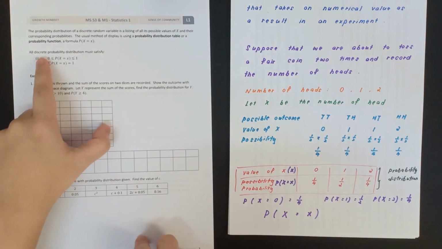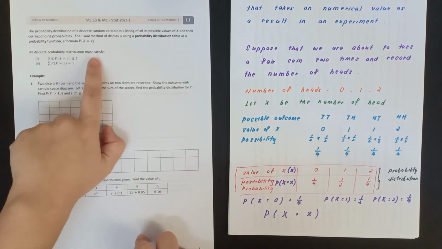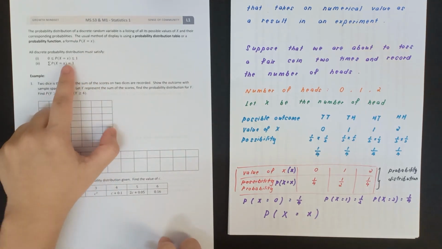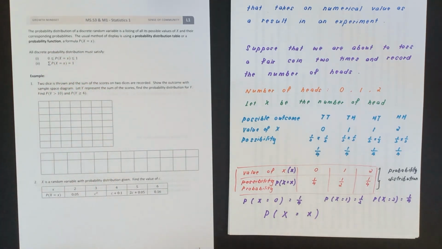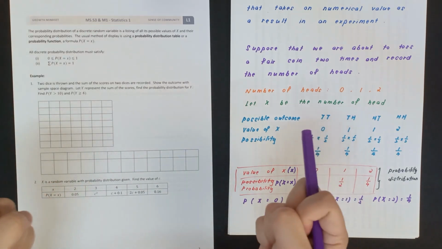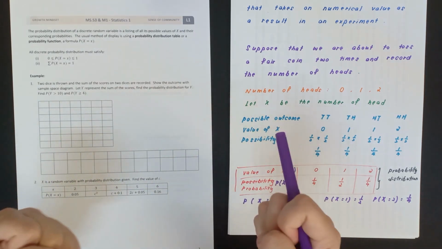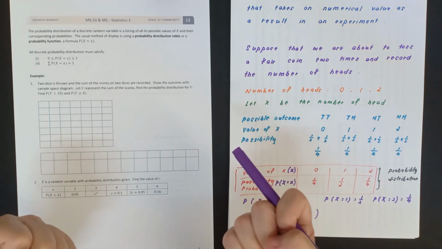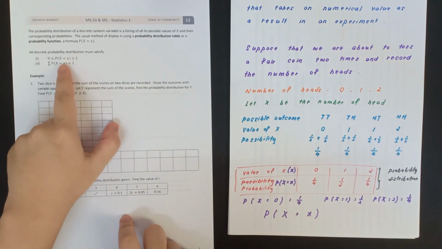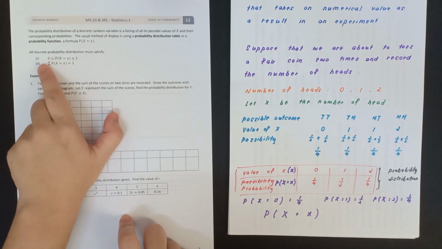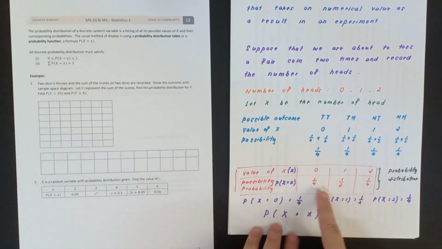Okay, so all discrete probability distributions must satisfy two things. The first one is just the same as what you have learned in chapter 3. You do not have any probability that is negative. Your probability will be in the range from 0 to 1, from impossible to happen to certain to happen. The higher your probability, the more likely the event will happen. So all the probabilities must be greater than or equal to 0 and smaller than or equal to 1, which you can see in all the values here.